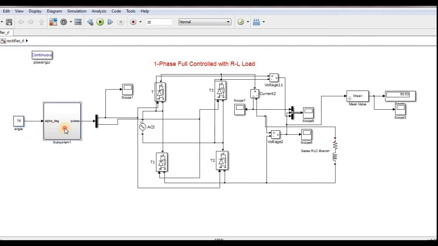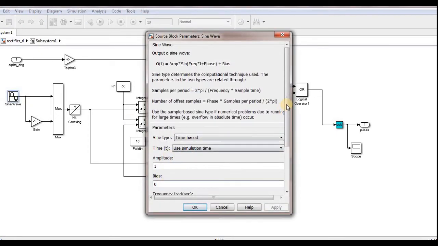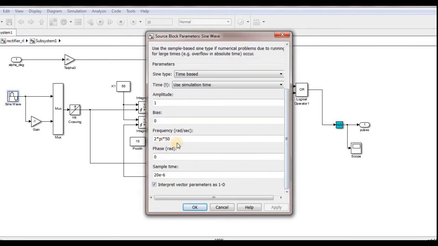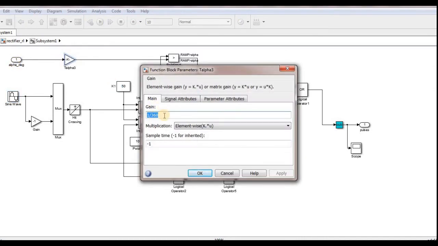So first this alpha will come, and this is the basic sine wave, which should be exactly equal to the frequency of our source. So my source frequency is 50, so here I am taking 50, but this is the signal, this is not the source exactly. And this alpha again I converted into angle, 30 degrees to 360 degrees. I converted, because for the complete 360 degrees I have to generate.